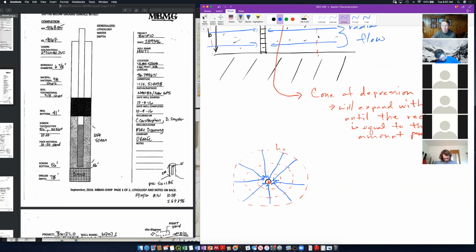All right, so this is what the cone of depression looks like from map view with potentiometric contours. It would go from H1, which is lower, and then we'd come out here to our H naught, and we have flow here towards our well. So this is map view, sorry, looking down on our system.